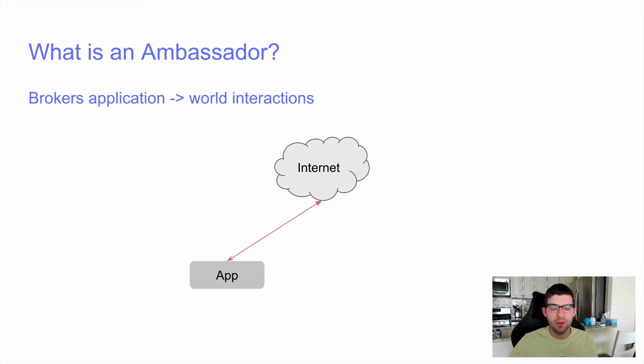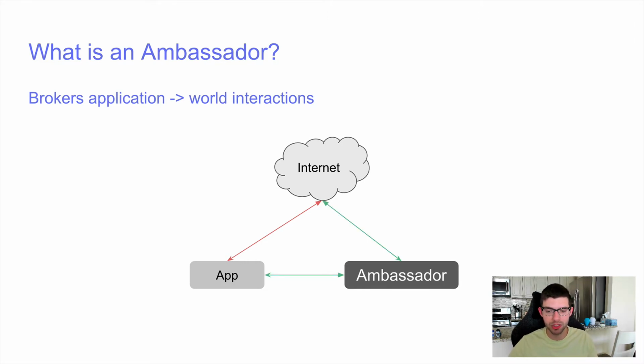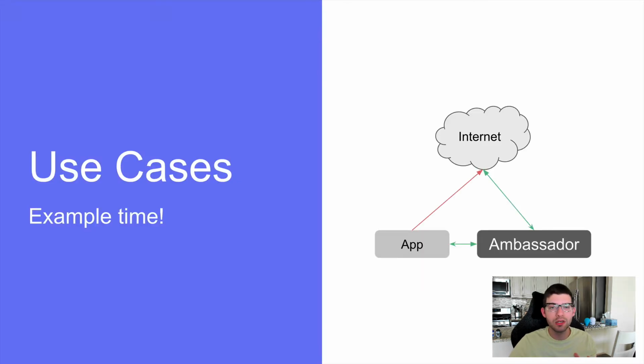But let's say that due to security reasons, we don't just want to make it accessible directly to the internet, because we want to have it locked down so that we know it's secure, we know who is going in and out of that application. So what we could do is have an ambassador, which basically only lets certain connections or certain requests through to our application, right? So let's take a look at some examples of an ambassador.